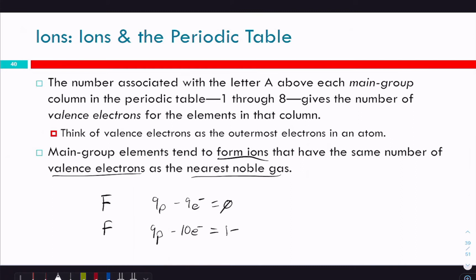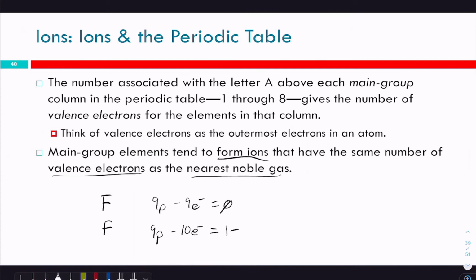That applies to chlorine also, because chlorine's going to want 1 more electron than it has right now to get to the nearest noble gas. Bromine does the same thing. And even for oxygen, sulfur, and selenium, they are 2 electrons away from the nearest noble gas. So they will form ions that have 2 more electrons than they do protons. That's why they have 2 minus charges.